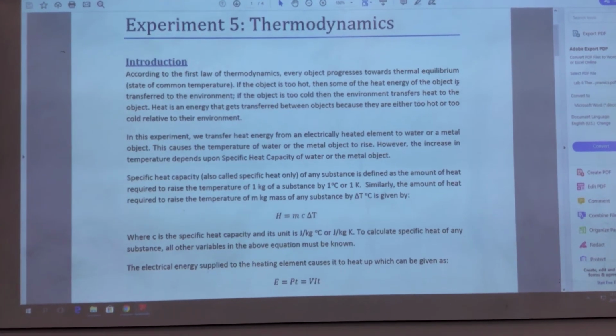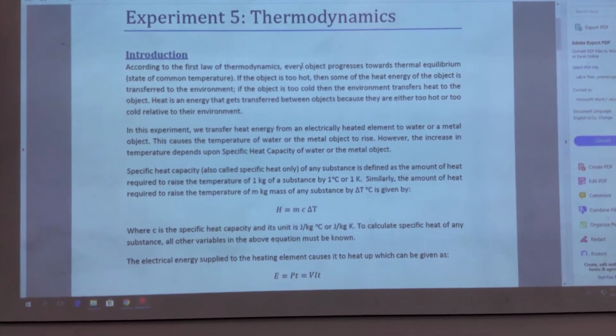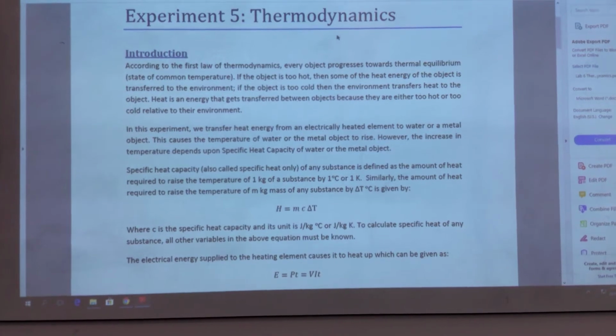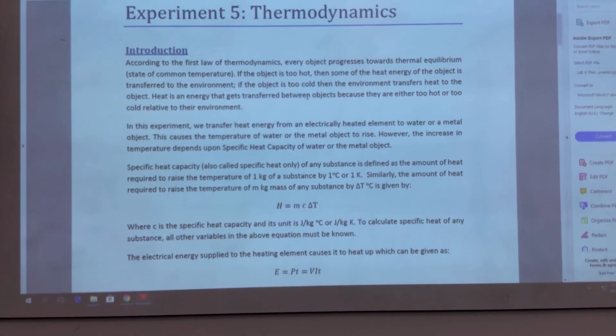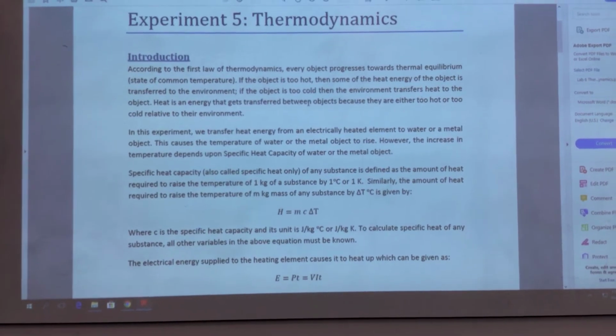Welcome back, students. This week we are going to do an experiment on thermodynamics. We are going to find out the specific heat capacity of water.